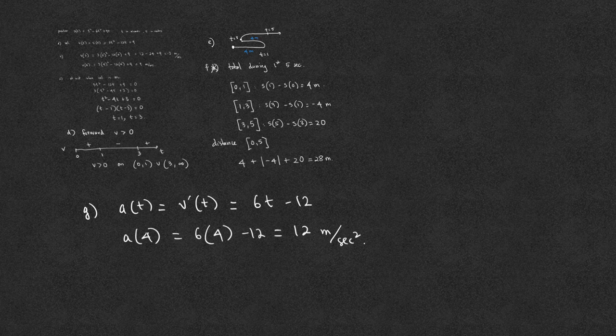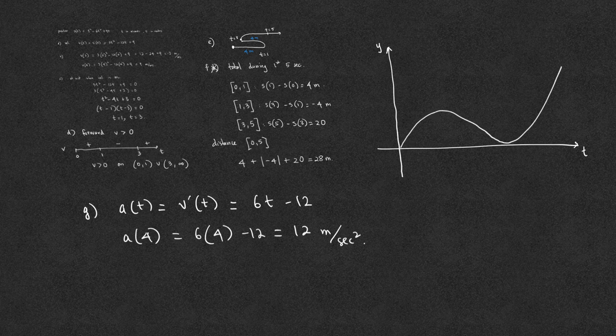Graph the position, the velocity, and the acceleration between 0 to 5. If we factor the function s of t and set it equal to 0, we will see that t equals 0 and t equals 3 as a double root. And so the graph would look like this from t equals 0 to t equals 5. We only need to go all the way to 5 because the question asks us to graph it in this window.